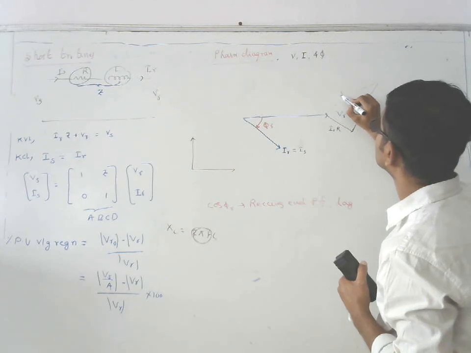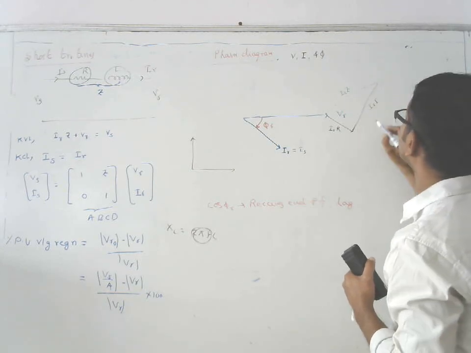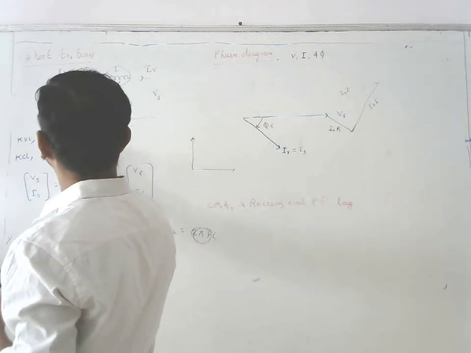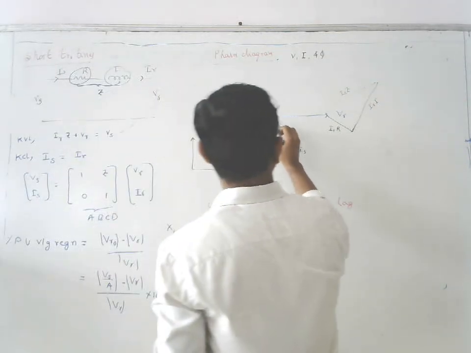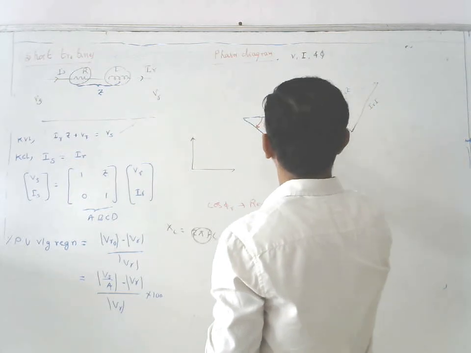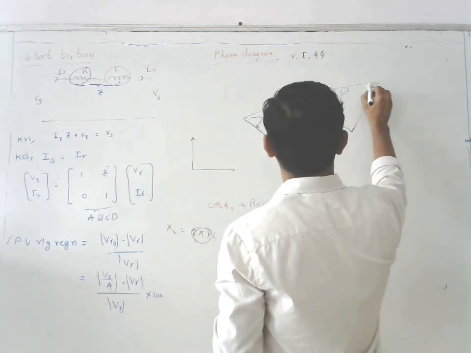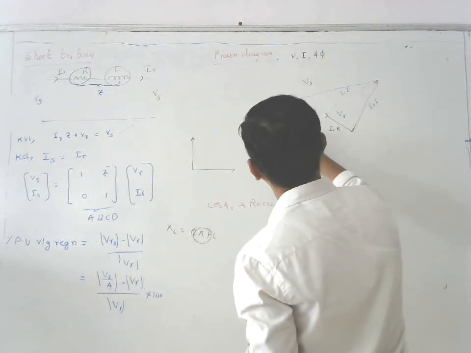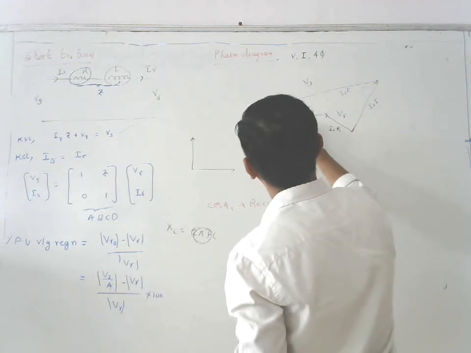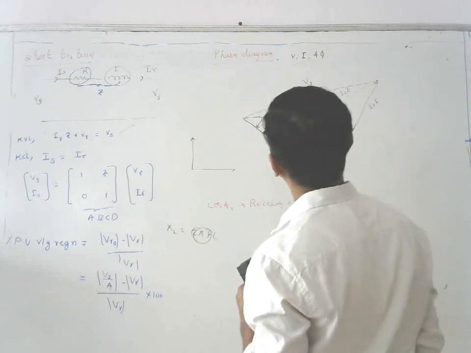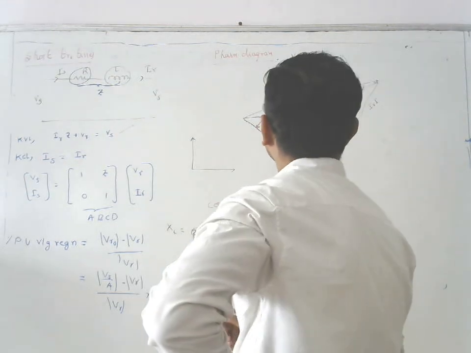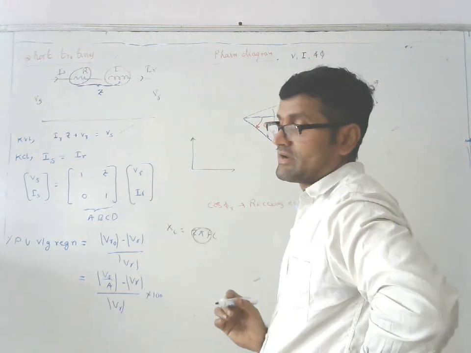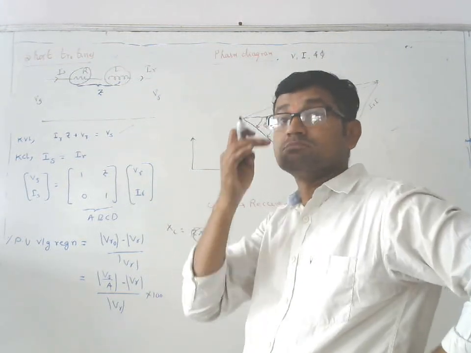Now if you see the given equation, Vs is equal to VR plus IR into Z. The resultant is called the supply voltage vector Vs. The angle between these two is called phi S. Cos phi S is called the sending end power factor. This is the vector diagram of a short transmission line.